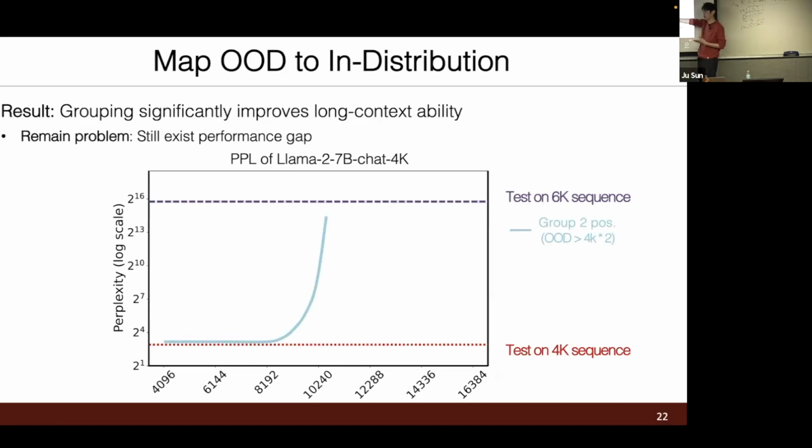This is what happens if we group every two words together. If we group every two words together, we roughly enlarge the context length by 2 times. But after 8,000, the perplexity is still going up. That makes sense because after 8,000, we still have the out of distribution issue, right?